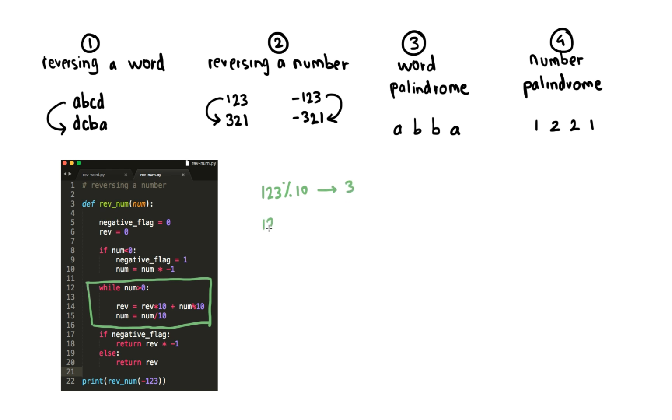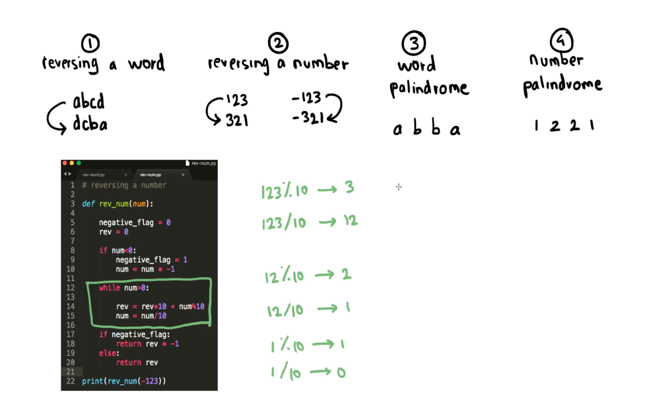Okay, and when we do 123 divided by 10, it's going to give us 12. The same thing with 123 modulus 10, which gives us 3, and 12 divided by 10, which gives us 1. And then same thing again with 1 modulus 10 gives us 1, and 1 divided by 10 gives us 0.